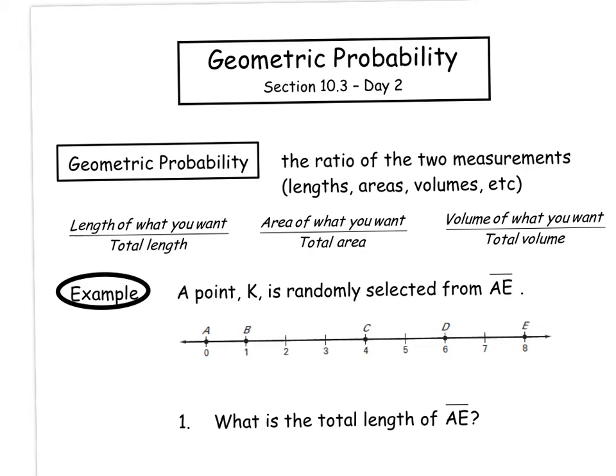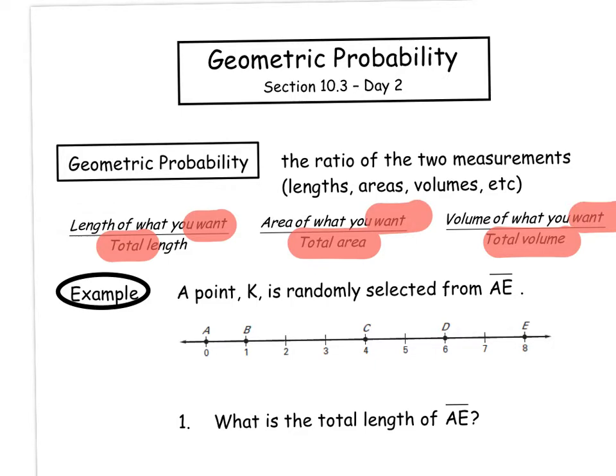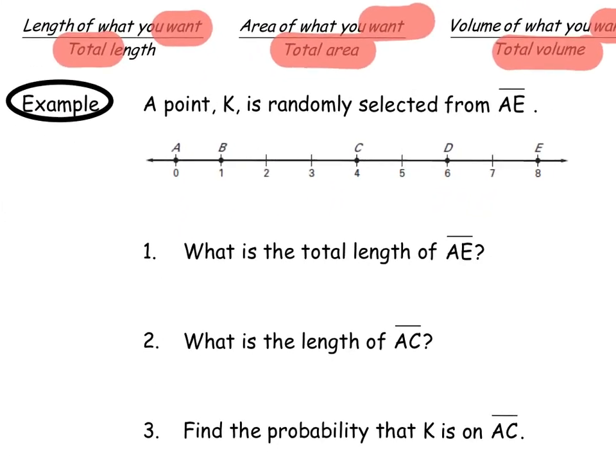So this is going to be all about length, area, volume, that type of thing. So we're talking about measurements. Now it is probability. So when we talk about probability, we're talking about what we want over the total, just depending on what the scenario is. So let's look at this example.